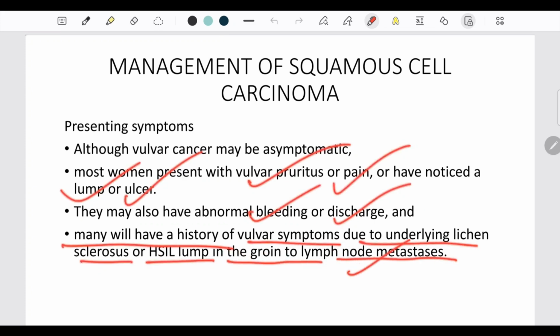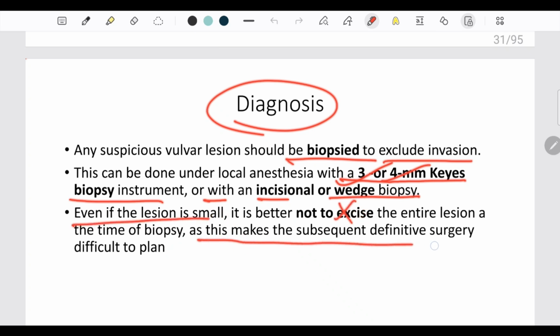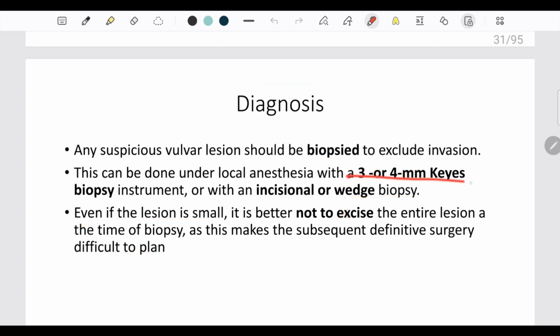lymph node metastasis. Diagnosis: it should be biopsy to exclude invasion, and biopsy to be done under local anesthesia with Keyes biopsy instrument. It can be 3 or 4 mm, or with incisional or wedge biopsy, but not to do excisional biopsy even if the lesion is small, as this makes subsequent definitive surgery difficult to plan. So preferred is Keyes biopsy or incisional or wedge biopsy, but not excisional biopsy.